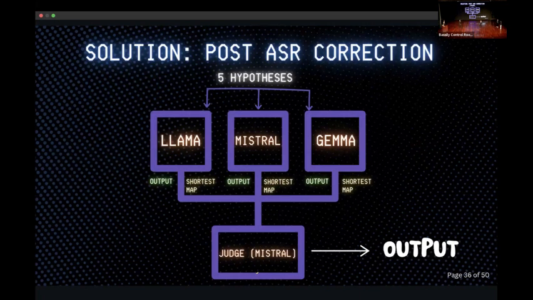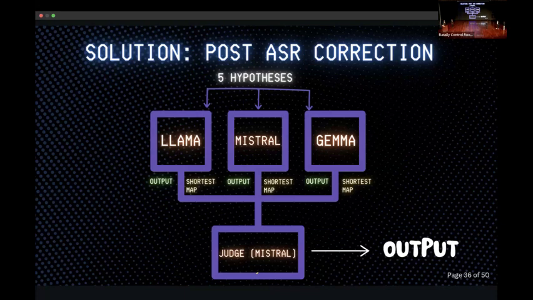So how do we tackle this problem? We decided to use large language models for post-ASR correction. As you can see here from this architecture, our 5 input hypotheses are passed as an input to 3 LLMs, Llama, Mistral, and Gemma. We decided to use these specific LLMs because they are open source and they have state-of-the-art results. The role of each LLM is to generate a sentence that should be grammatically correct and should be the correct transcription according to its natural language understanding.